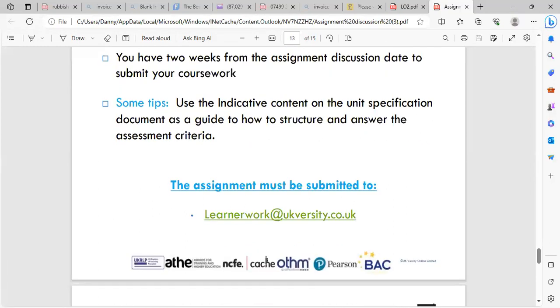The indicative content on the unit specification is very important. Use the document as a guide to how to structure and answer the assessment criteria.